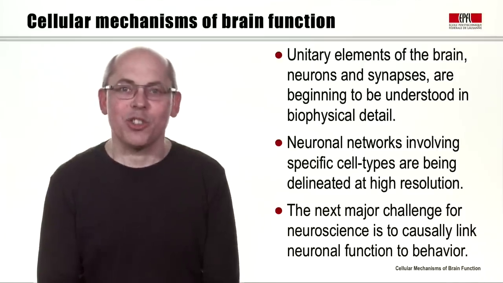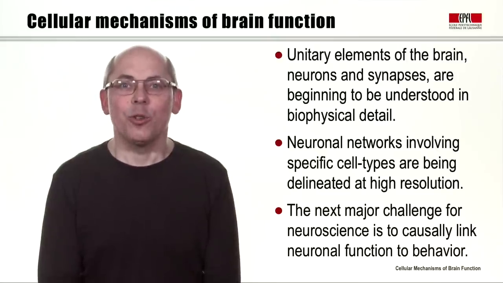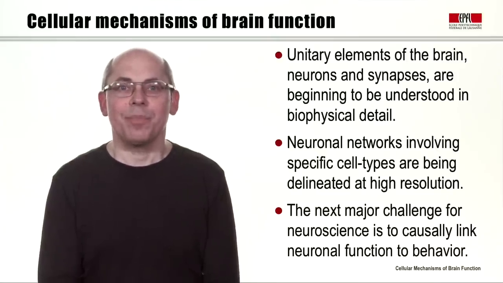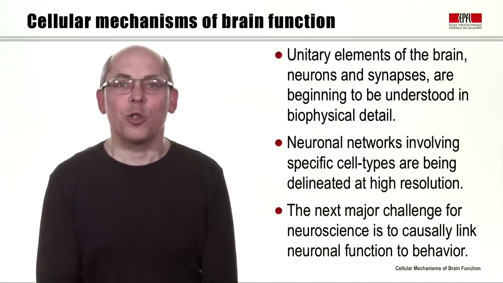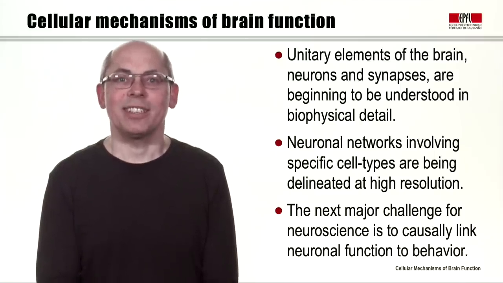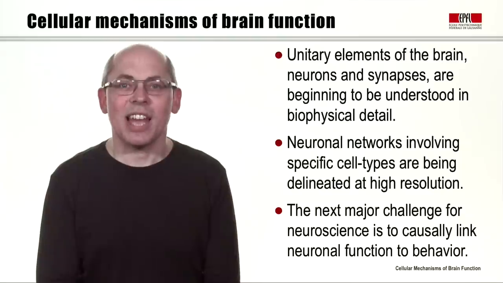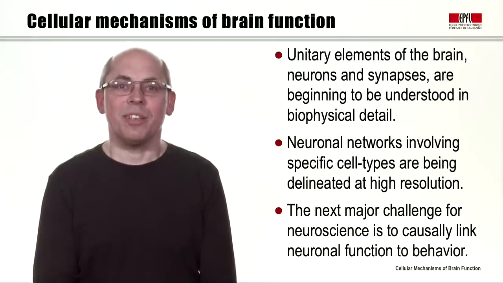The next major challenge for modern neuroscience is now to causally link neuronal activity to behavior. This requires in vivo measurements and manipulations to correlate and perturb brain function during behavior. Fortunately, enormous progress is being made, and many neuroscientists think that we'll have a deep understanding of how the basic operating principles of the mammalian brain govern behavior within the next 50 years, and hopefully within our lifetimes.